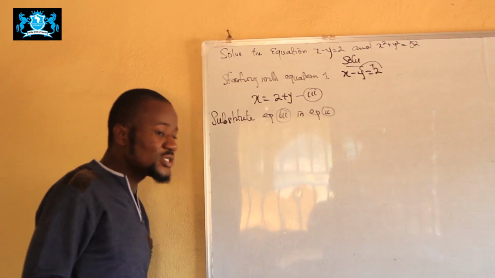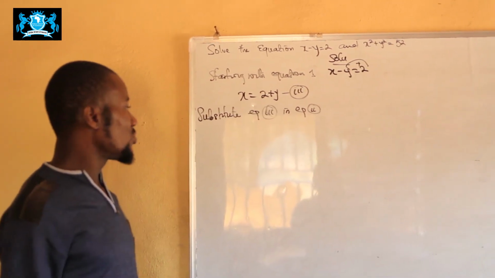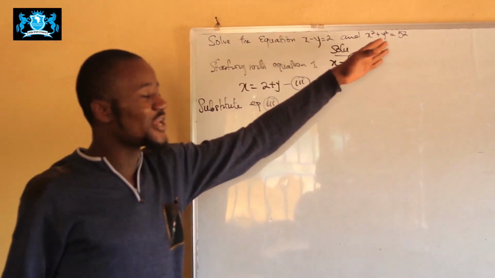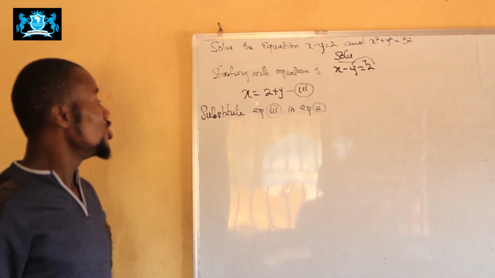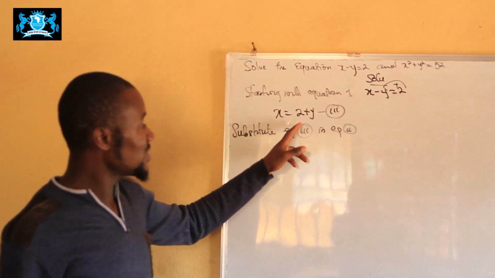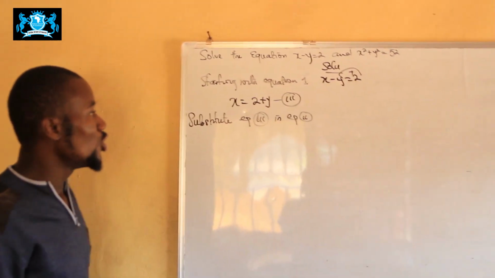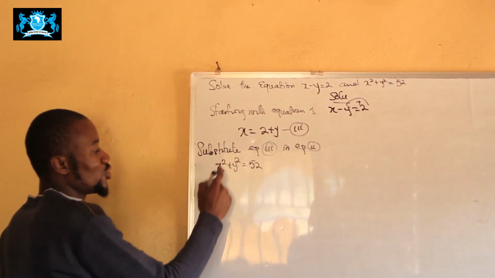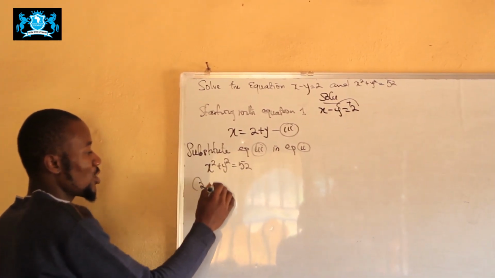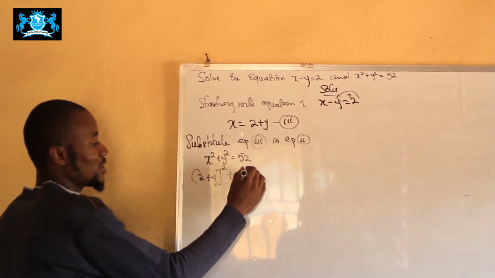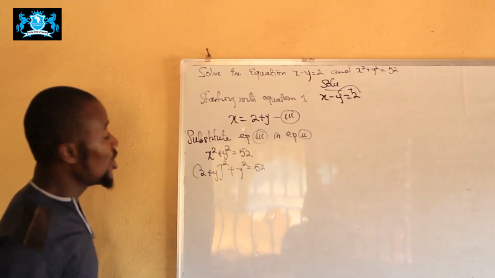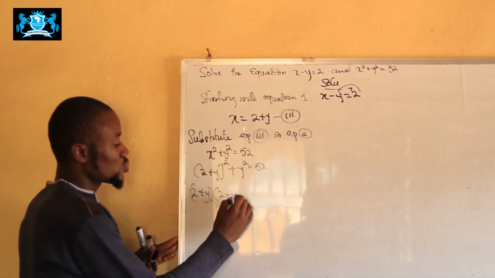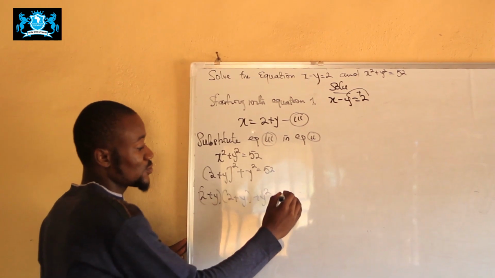We cannot substitute equation 3 in equation 1 because equation 3 itself was gotten from equation 1. So we substitute it inside a fresh equation, and that is equation 2. It means that whenever you see x, you replace it with 2 plus y in equation 2. So we have x squared plus y squared is equal to 52. So x now, you replace it with (2 plus y) squared plus y squared is equal to 52.